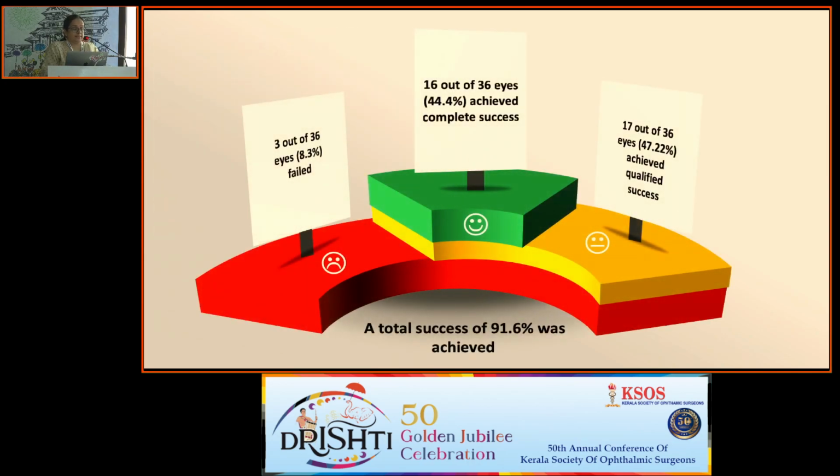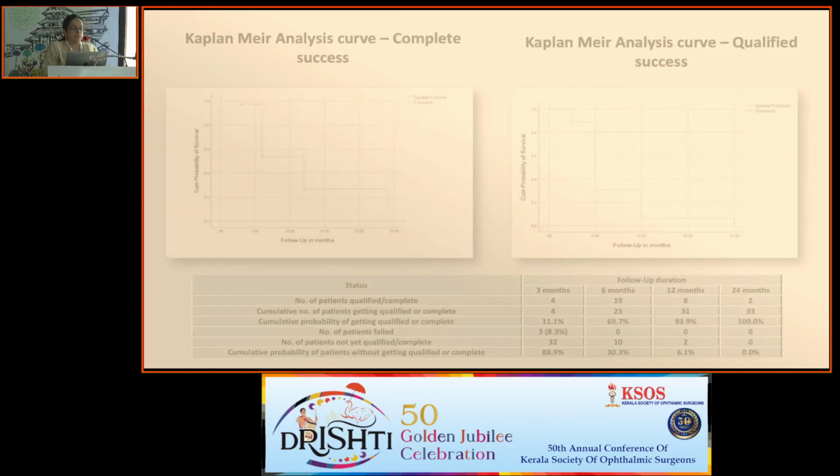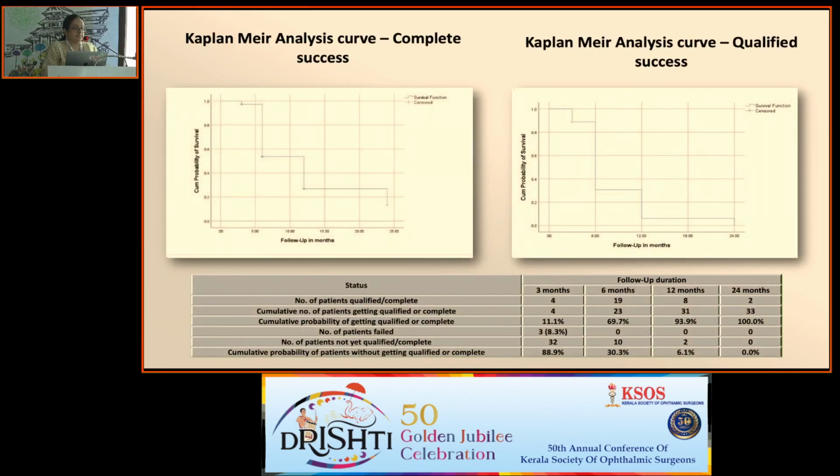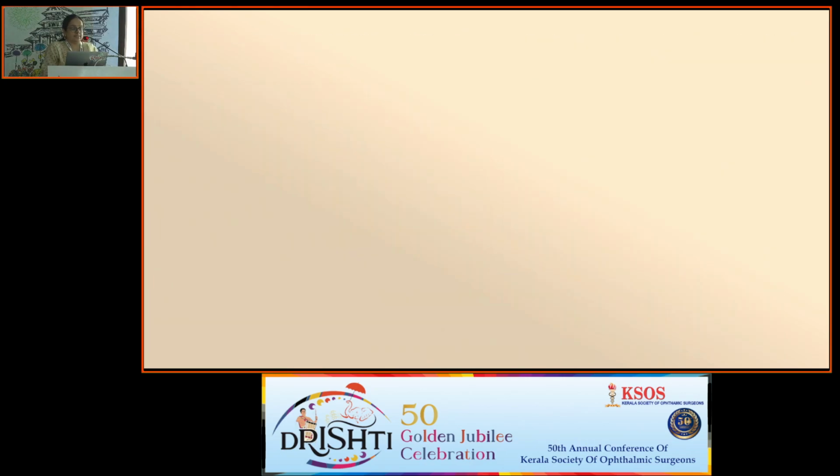3 out of 36 eyes, that is 8.7% of eyes failed. 16 out of 36 eyes, that is 44.4%, achieved a complete success. 47.22% achieved qualified success, and a total success of 91.6% was achieved. This is a Kaplan-Meier analysis curve of complete success and the qualified success.